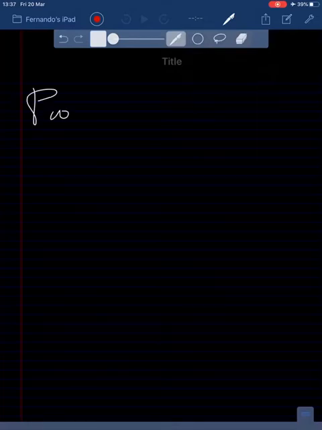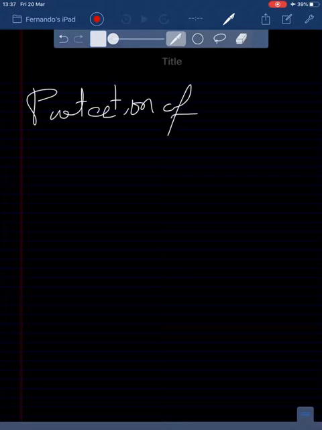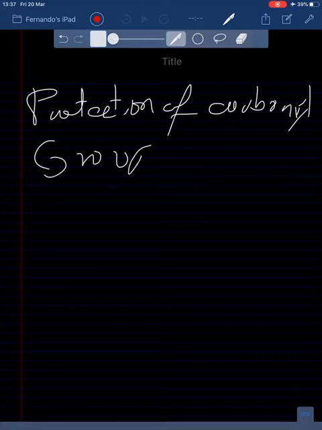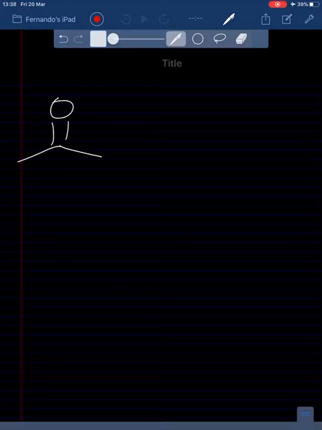The protection of carbonyl groups. Very well. So what is this, right? Well, actually, if you take my course of Advanced Organic Chemistry, you will see that constantly we will be using carbonyls for many things, right?